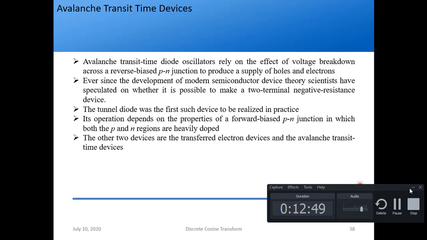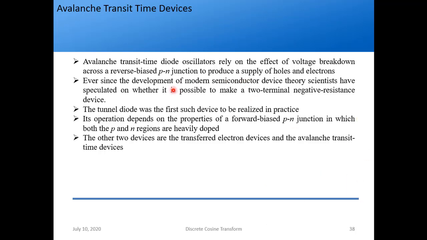So next is avalanche transit time devices. These mainly rely on the effect of voltage breakdown. Now, what is breakdown? We have already studied waveguides, right? In fact, we have studied slow wave structures. It will be easier to explain using slow wave structures.